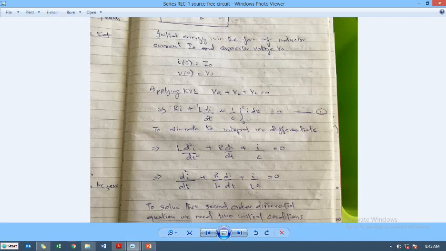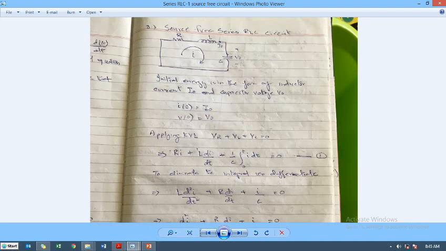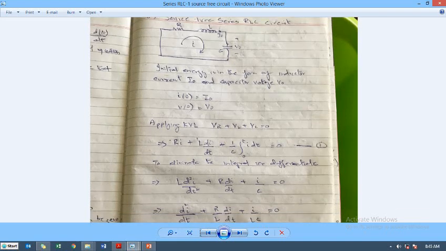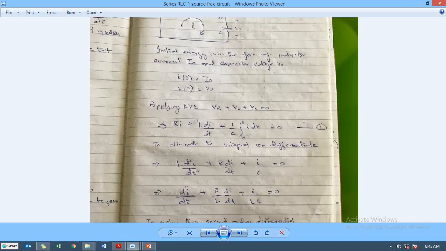Alright, so what we do here is, this is a series circuit. I have already told you this is the current through the inductor and this is the voltage across the capacitor. So we apply KVL here. VR, the voltage across the resistor, VL, the inductor voltage, and the capacitor voltage, that is VC. So VR is given by Ri, VL is given by L dI by dt, and VC is equal to the integration of the I. So we will be taking it as I naught.